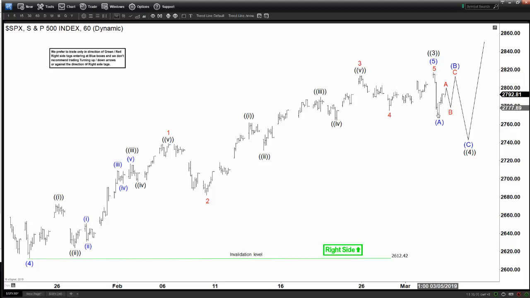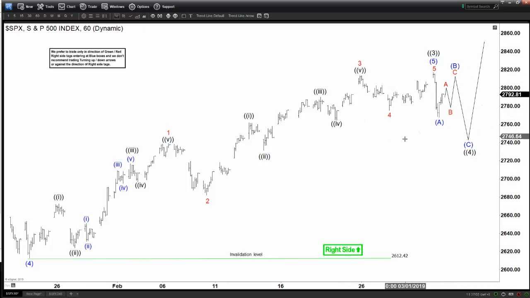And now this move lower here looks impulsive, so that means that as far as we stay below here, which is the high from today, as far as the bounce stays below there, we can see another leg lower to finish an ABC zigzag correction. And then once the ABC zigzag correction is finished, we can see further upside again in the wave 5.